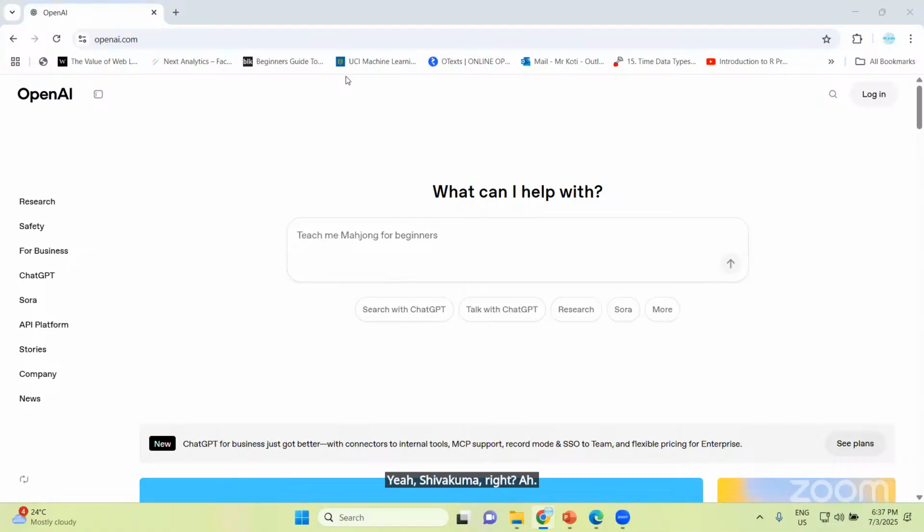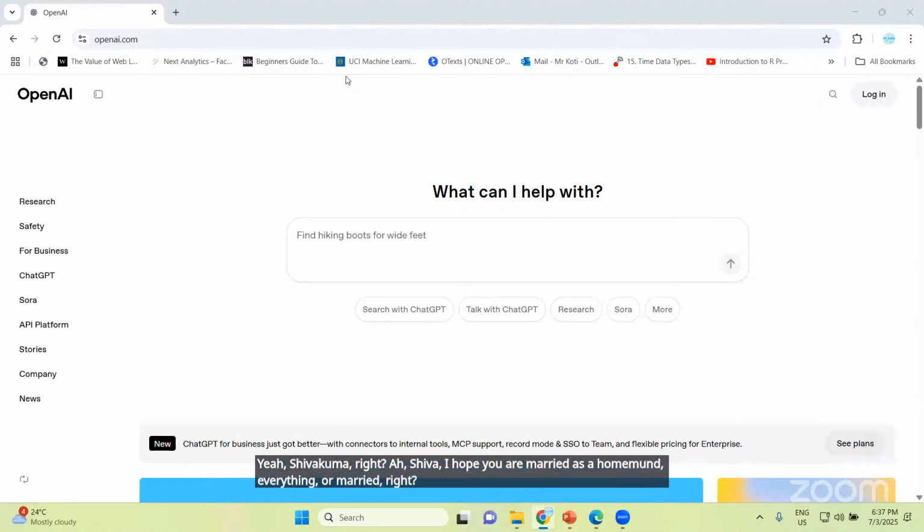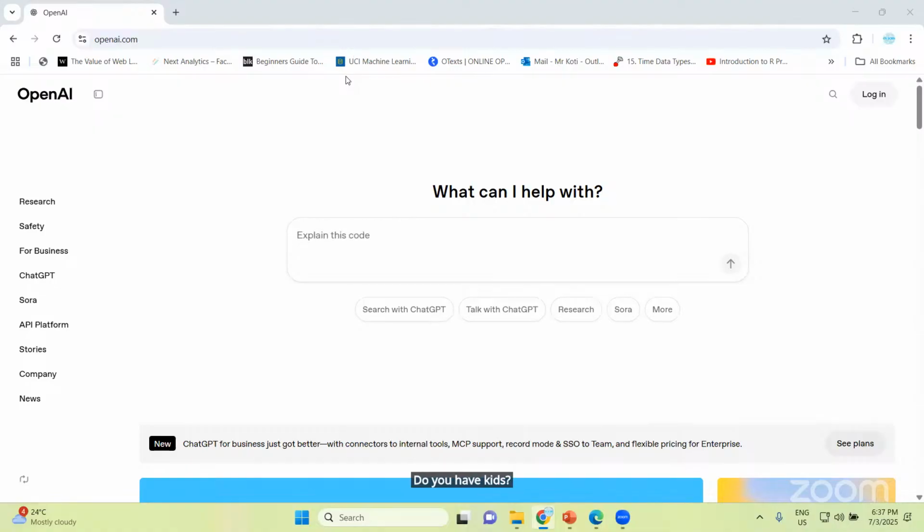Shiva, I hope you are married, with a home and everything. Do you have kids? Yes. I know personally about you, but I'm just asking. How many kids do you have? Two. What are their ages? One is 6, the other is 12. Okay. Now, what is their dream, what do they want to become?